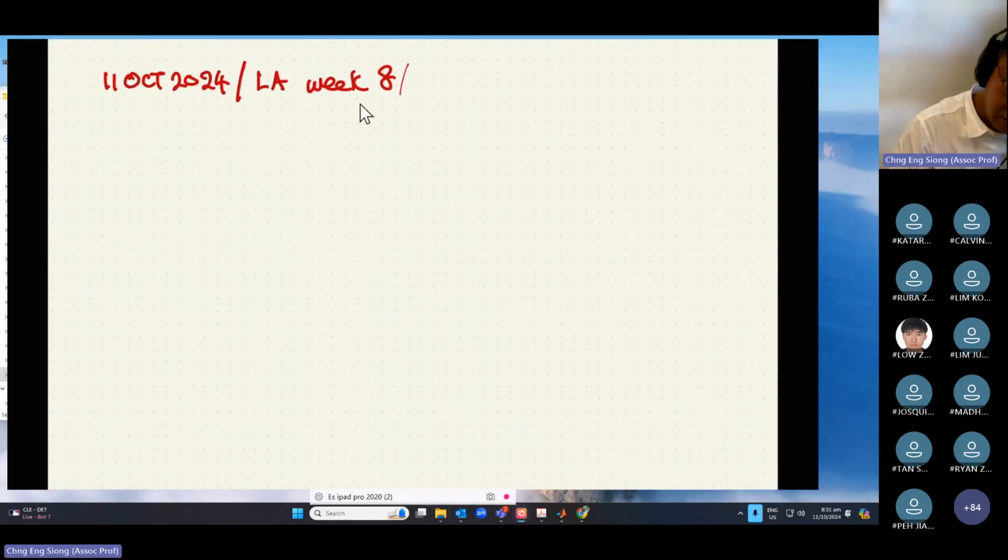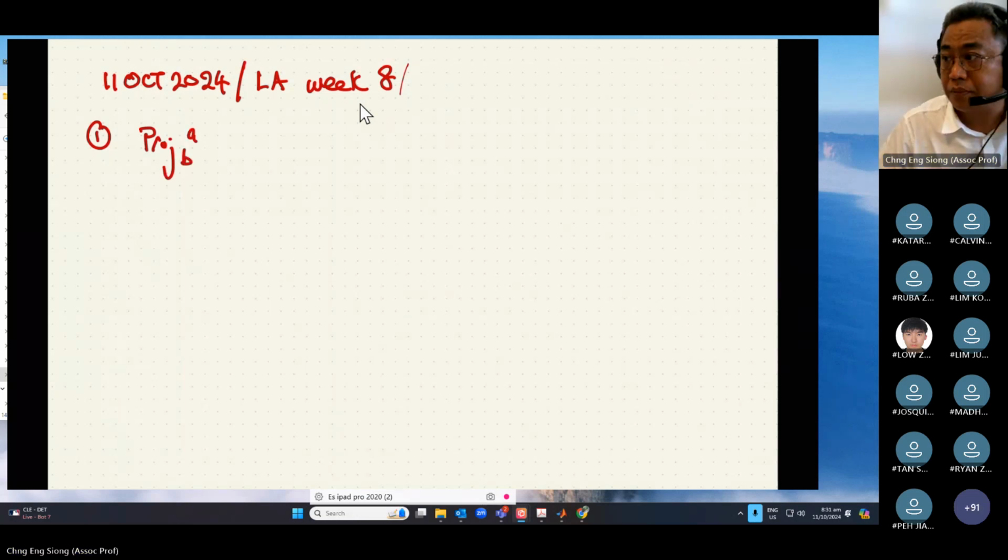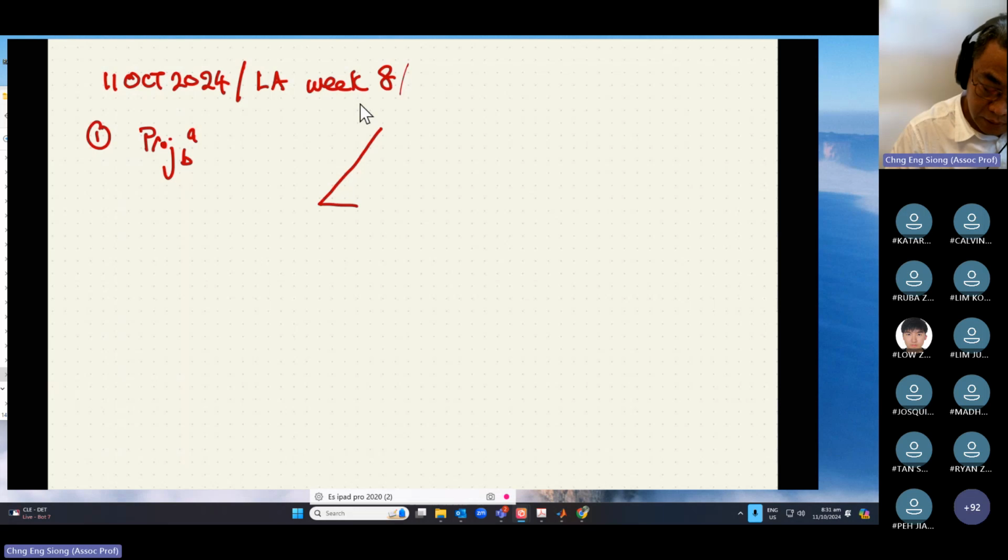So today I have 4 focuses. The first focus is the projection of a vector A onto another vector B. And what is this? I'm going to draw a geometric picture first for you. This is the vector B, and this is the vector A. And where is the projection of A onto B? You think of it as here. This vector at this point is called P, the projection of A onto B.